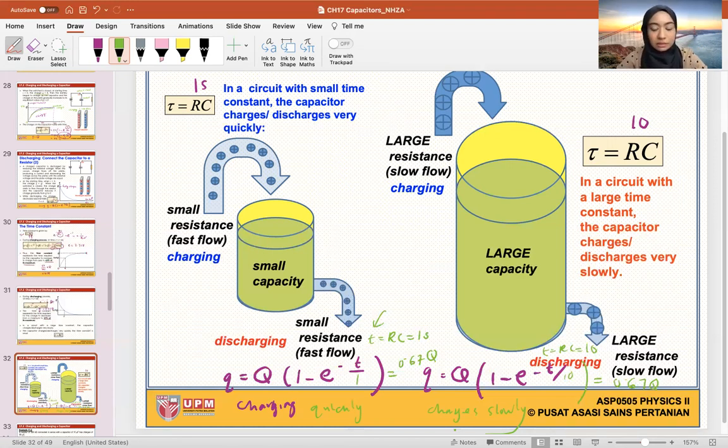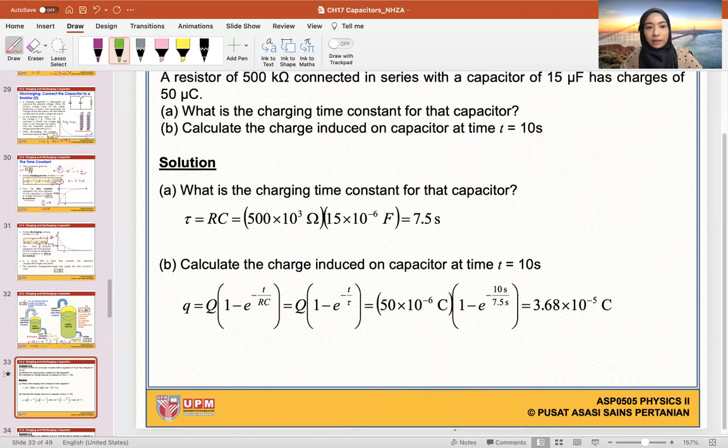Yeah, so it's just making sense of the equation. And ultimately, you need to remember: small time constant, fast, it charges quickly. Time constant is in seconds. So fewer seconds, fast. More seconds, slow. You don't have to use the equation, just remember that, it's fine.